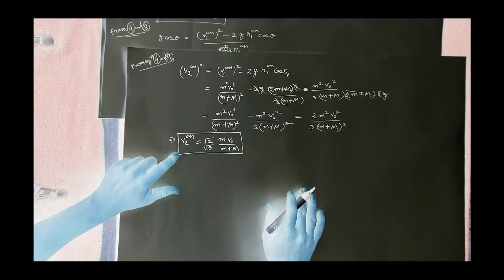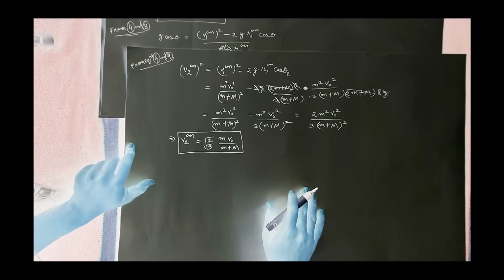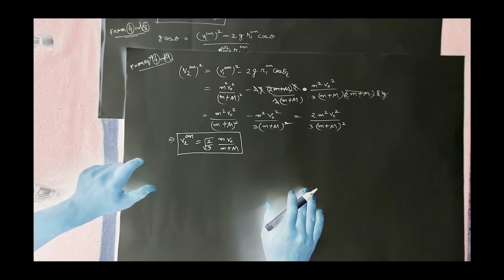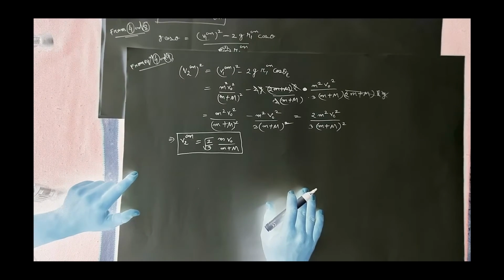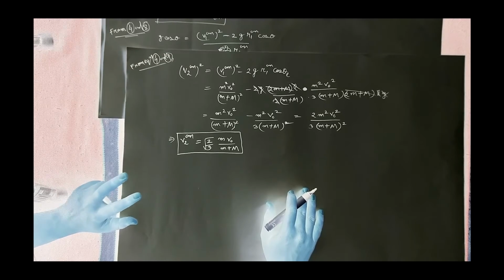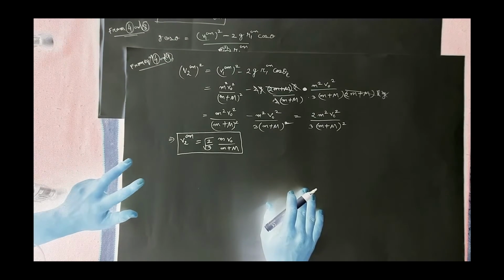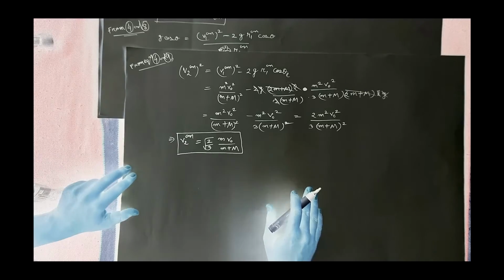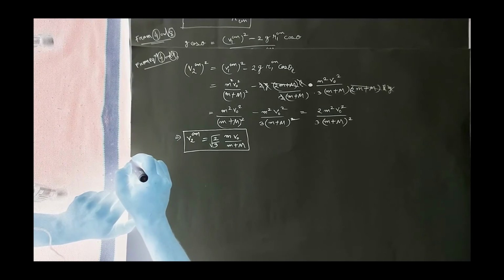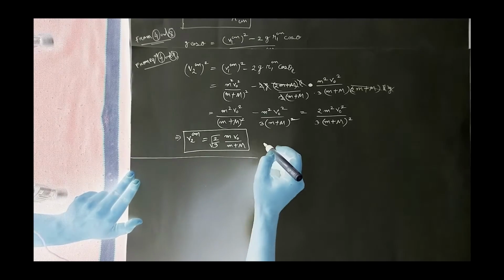After finding v2 cm, what I need to find is the angular velocity of the center of mass. Not the angular velocity of the center of mass about the point O, but the angular velocity of the whole system about the center of mass. How that is, I am telling you. The value of v2 cm we got.